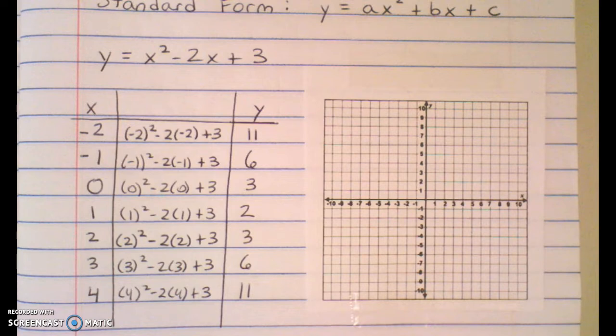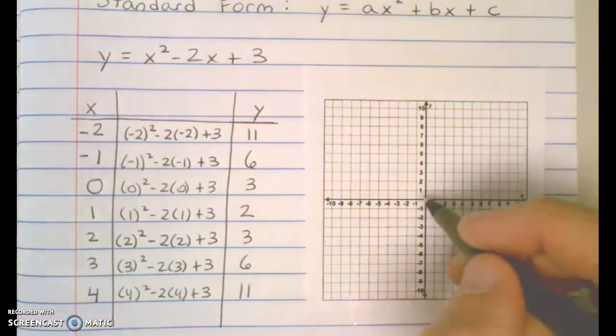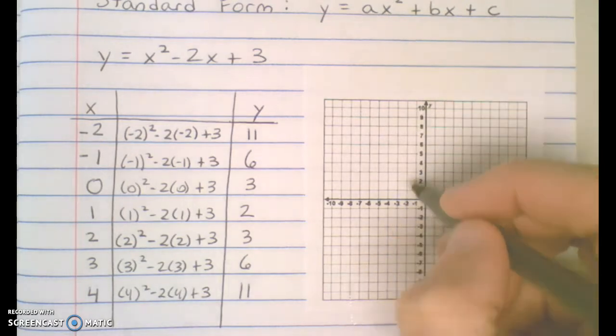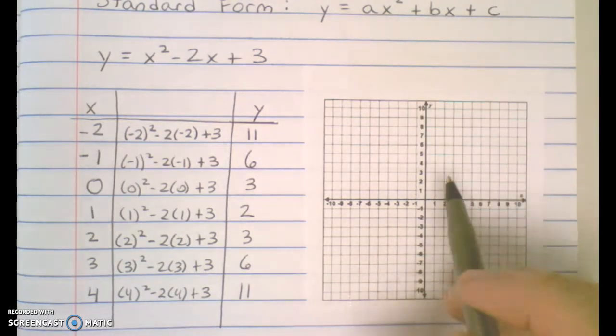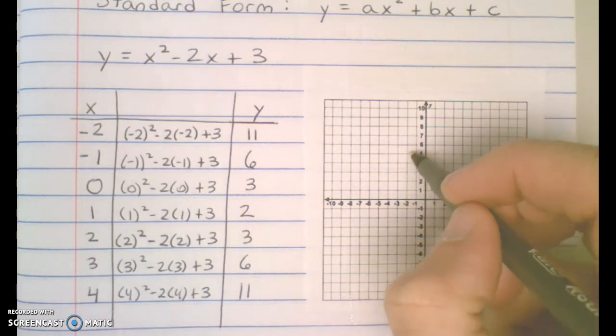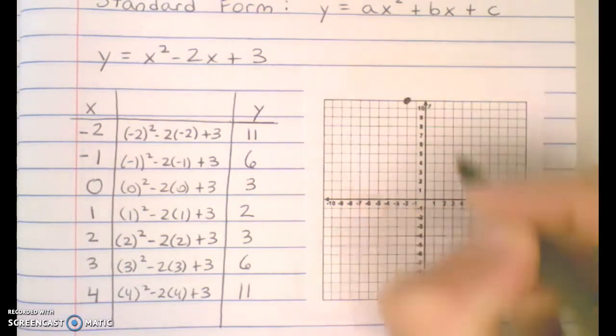So now I can plot these points. When my input is -2, my output is 11. So I'm going to go to -2 and then up to 11. I know it doesn't fit. Well, actually it does fit perfectly on our graph. It's going to be that top space there. So -2, 11. I'm going to put a dot way up here.